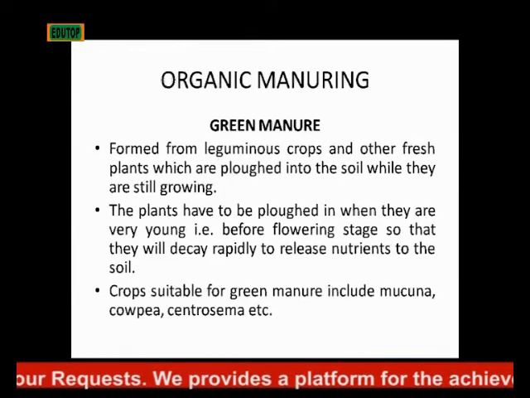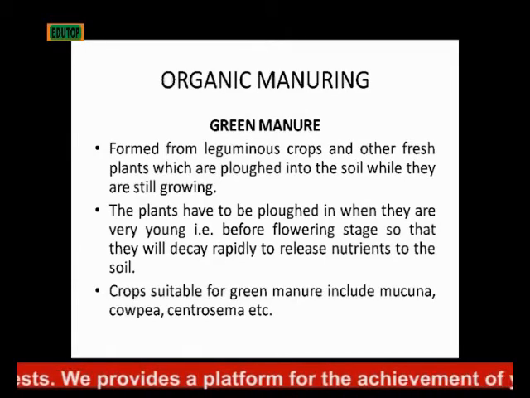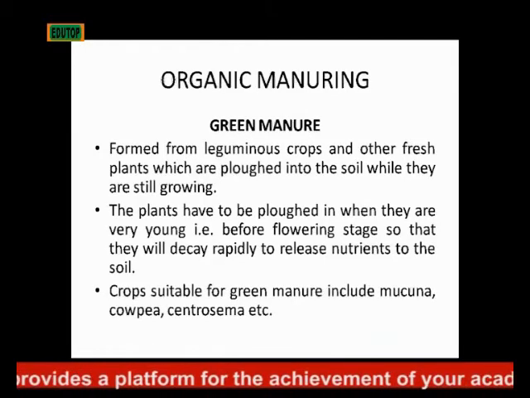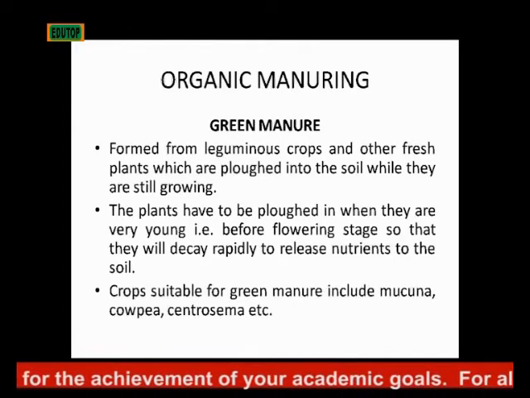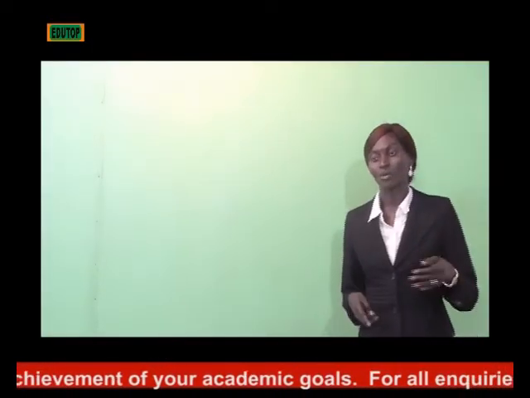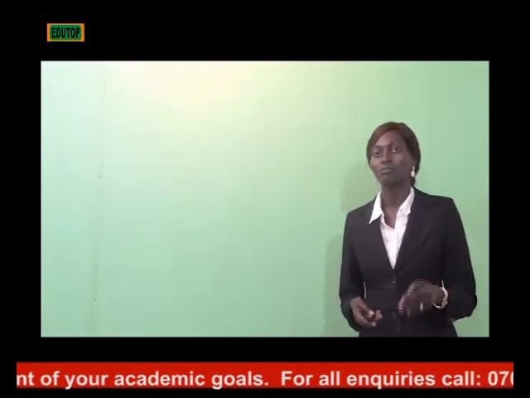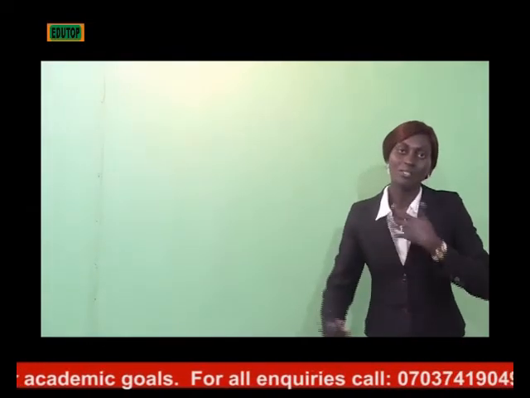Then crops suitable for green manure. I said earlier that you use leguminous crops. You can use mucuna, you can use cowpea, centrosema pubescens is also there. So those are examples of leguminous crops you can use for green manure. Just plow them when they are young, like you mix them with your soil, so they decay in there and they supply your soil with nutrients.